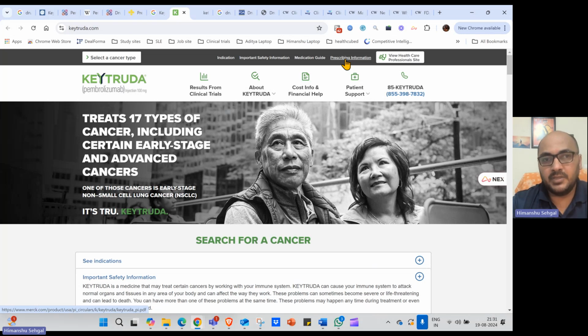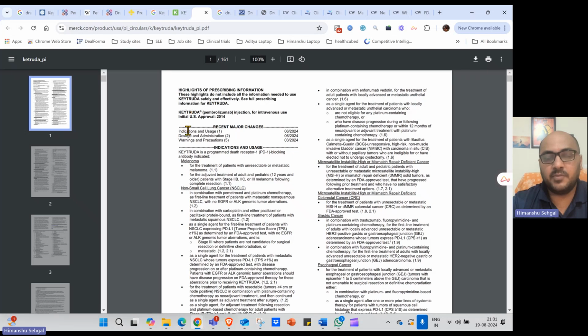So I'll click on the PI. Once I click on the PI, this kind of a PDF opens up. So here you can see it's a 165-page PDF. Okay. So what this PDF will first highlight is the highlights of prescribing information needed to use the drug safely, and the full prescriber information for Keytruda. It is an injection for intravenous use, initial approval 2014. We have already seen in drug.com that on September 4, 2014, it got approved. So here is the information.